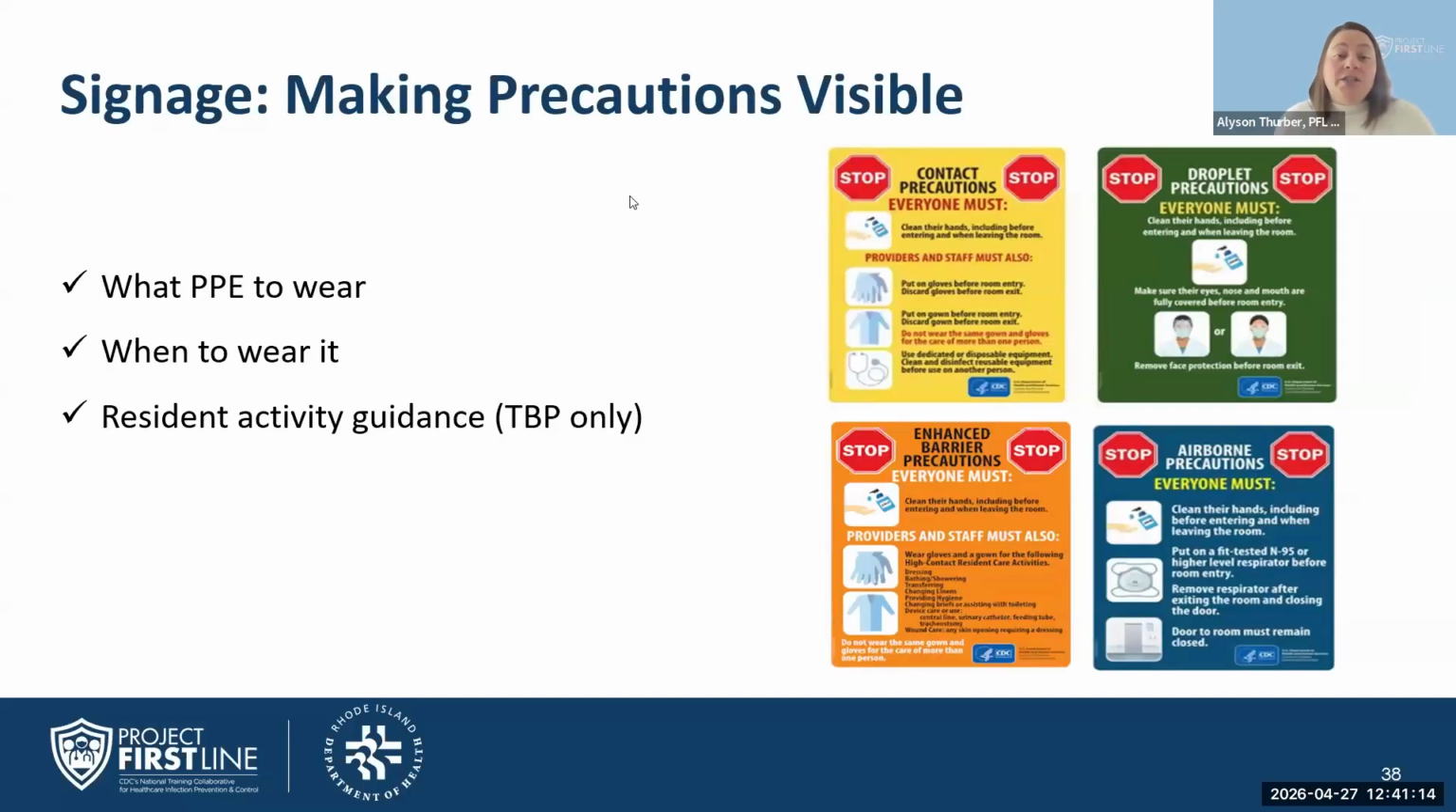Part of communication we mentioned involves signage. Signs should be clear, they should be consistent within your facility, and they should be posted before anyone enters the room so that people can see it prior to going in. And they tell staff, students, volunteers, and visitors exactly which PPE to use and when. For transmission-based precaution signage, this should indicate whether the resident may attend group activities. And for enhanced barrier precautions in long-term care facilities, signage focuses more on risk-based PPE during high contact tasks.